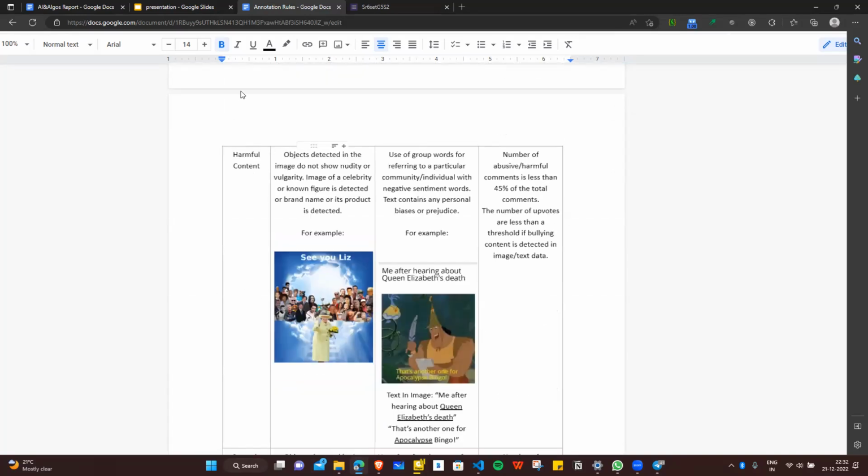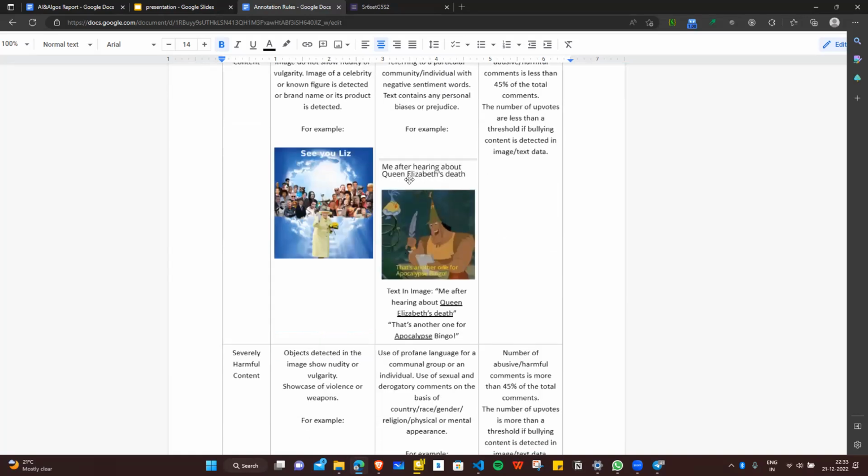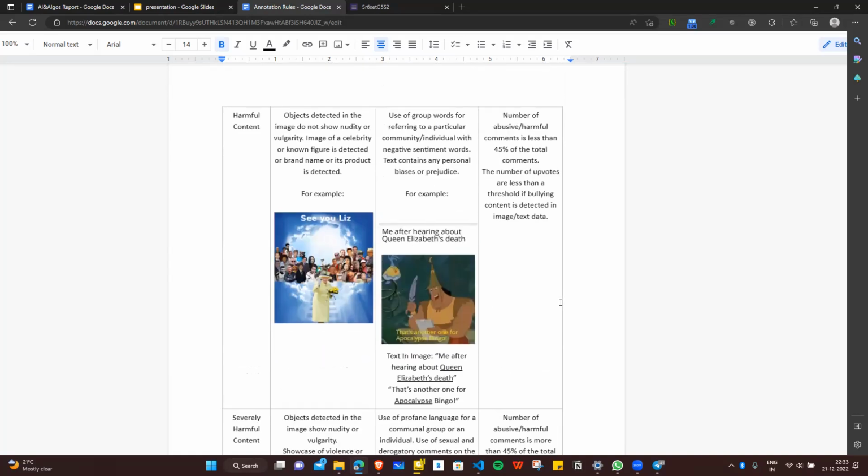Then comes the harmful content. So if a person, any subject, is depicted in the picture, like for example, here you can see in this picture, Queen Elizabeth is being portrayed, and this picture was not supposed to be here, because it was not created with some kind of permission, so we have formulated it as harmful content. Then for the text, if it contains some kind of personal bias or prejudice, or it is referring to some kind of individual or community, then we say it is harmful content. As you can see from the image, this image is referring to Queen Elizabeth's death. And Queen Elizabeth here is the subject, and that is why we have considered this meme as harmful content.